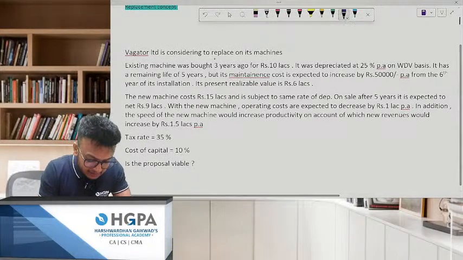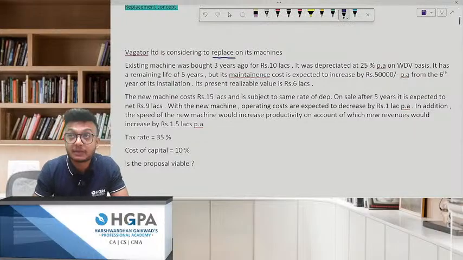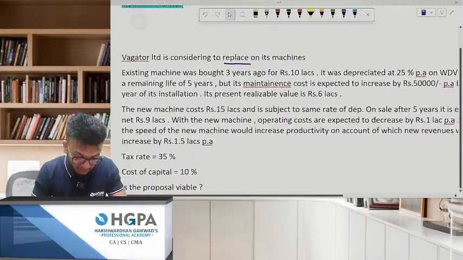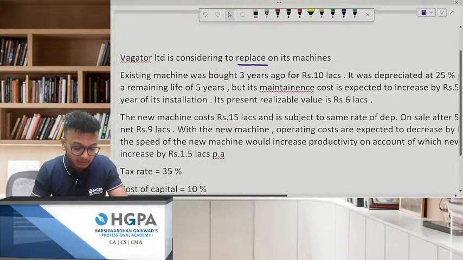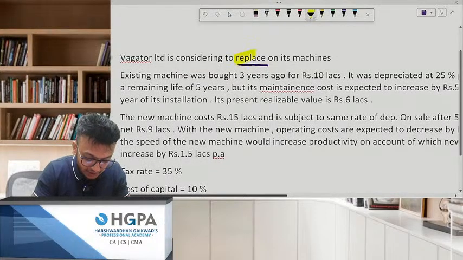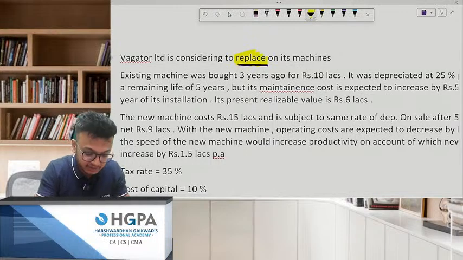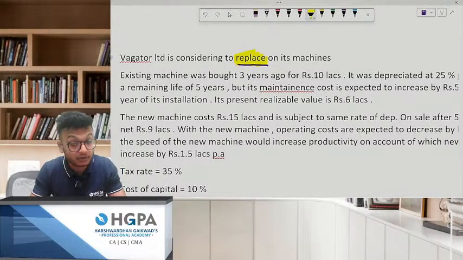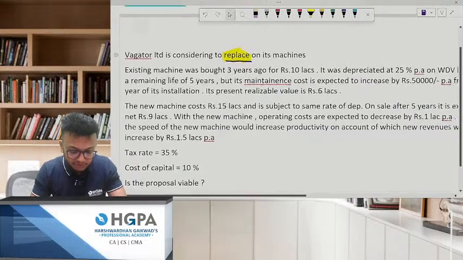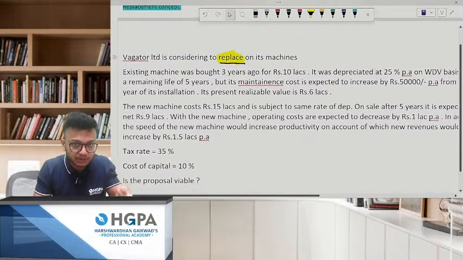Vagator Limited is considering to replace one of its machines. I hope you're able to see it on the screen. I'll just zoom in for a bit. Vagator Limited is considering to replace one of its machines. Your first striking word is here only. The moment it is replaced, you need to understand it's a replacement. You need to think that way. So they have given you information for two machines, the existing one and the new one.